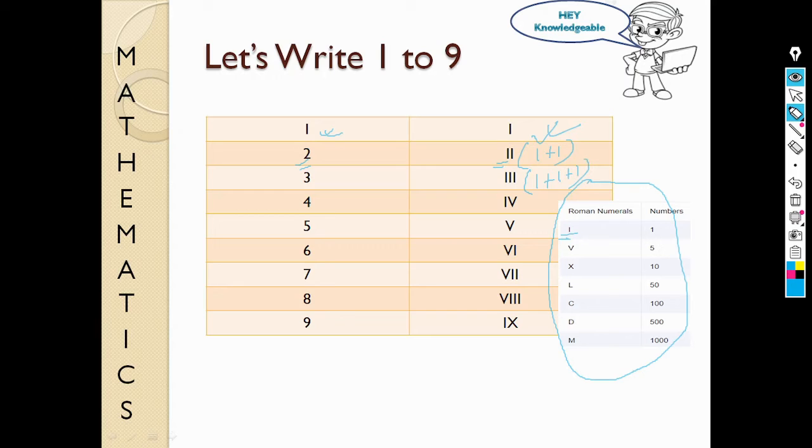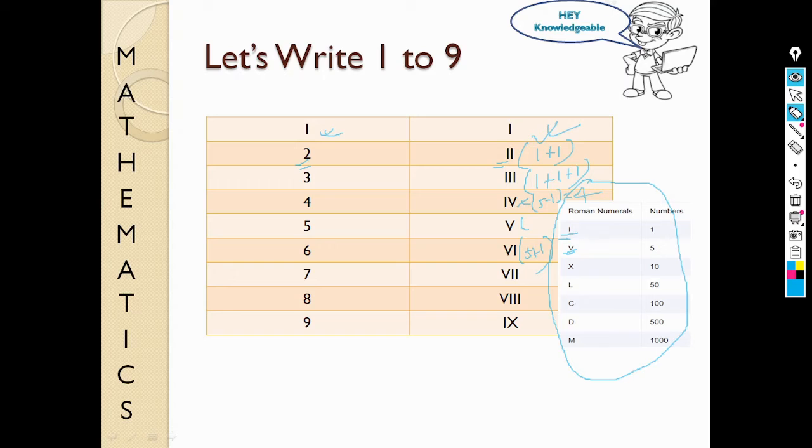But 4 can't be written as IIII because that is prohibited by the rule. So we'll have to go by the rule of subtraction. We'll have to take the higher Roman numeral, that is V, and then put I to the left of that. So it will be 5 minus 1. It will give you 4. For 5, we already have a Roman numeral, so that will remain as it is. So that is V. For 6, it will be 5 plus 1.